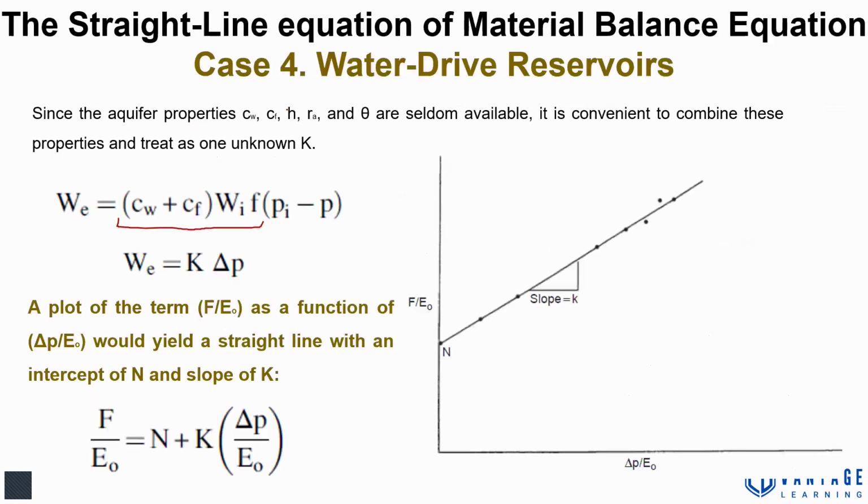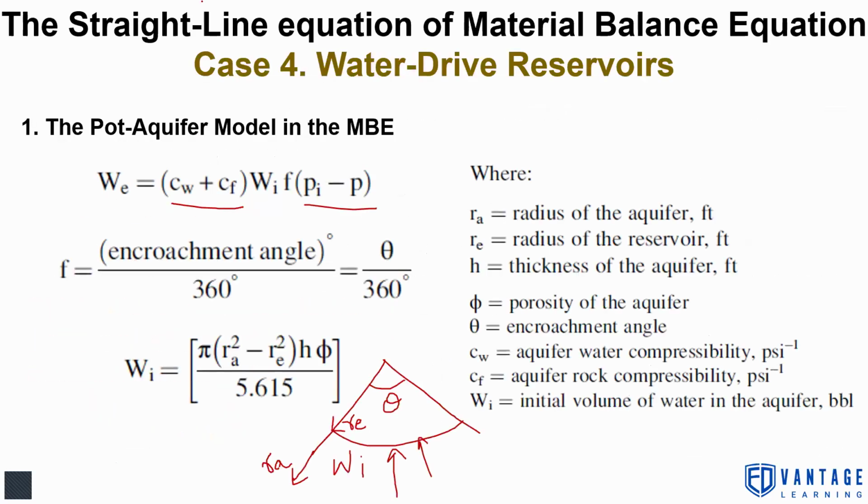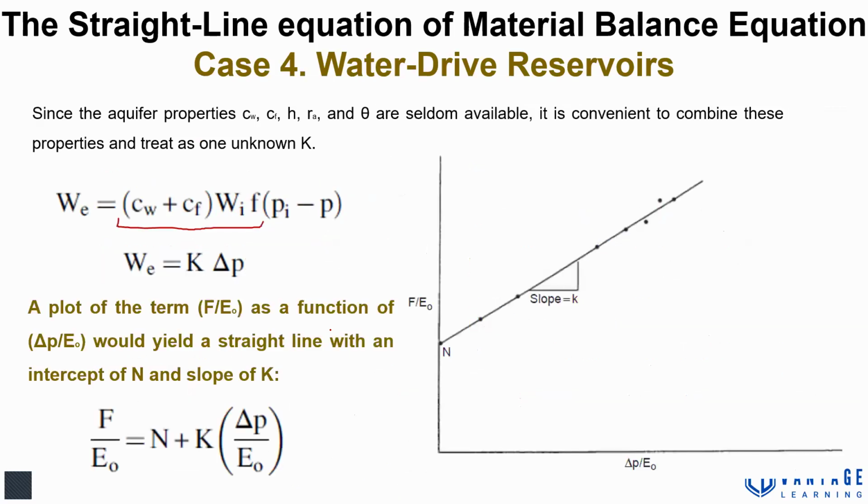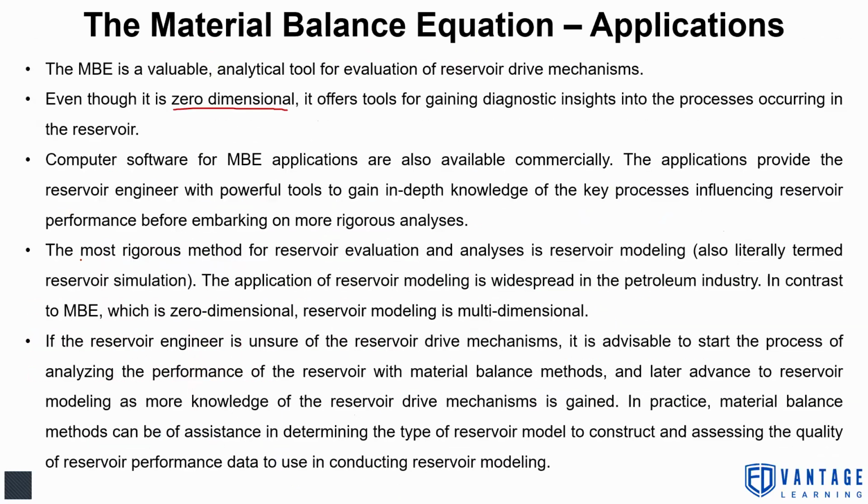For example, in water drive reservoirs, there is the porosity term phi. So phi is a constant value across all parts of the reservoir, but that is not possible practically. We might have some tight areas where the porosity is less. Some mineral deposits happen somewhere due to depositional sequences, and that is all ruled out in the material balance equation. For MBE applications, we have software also available.